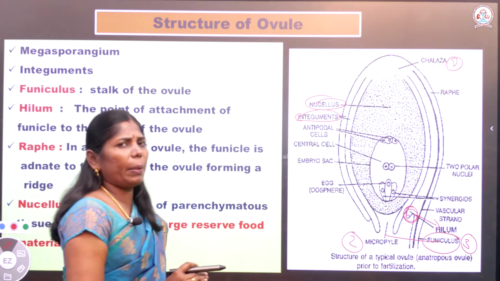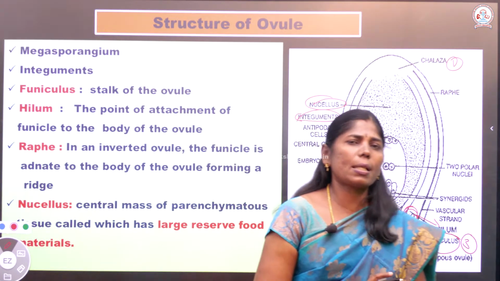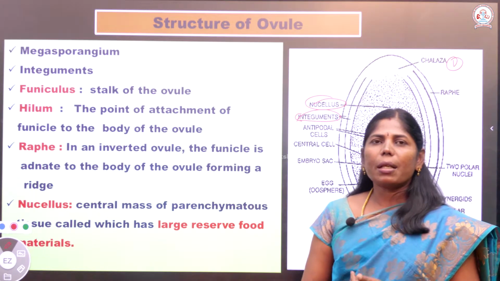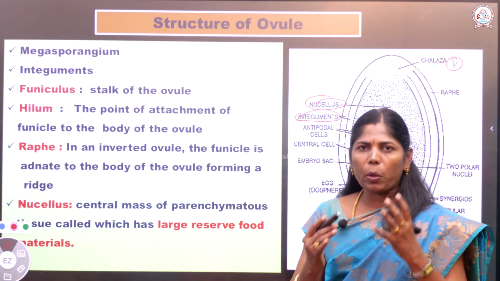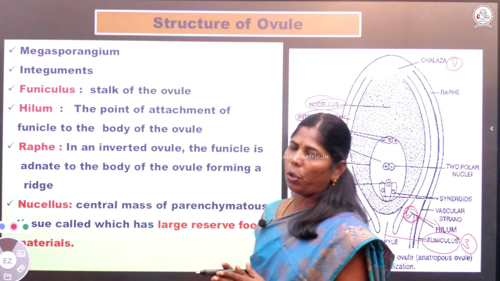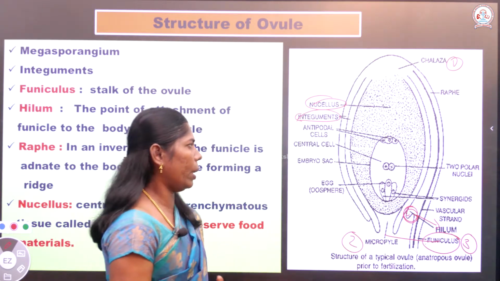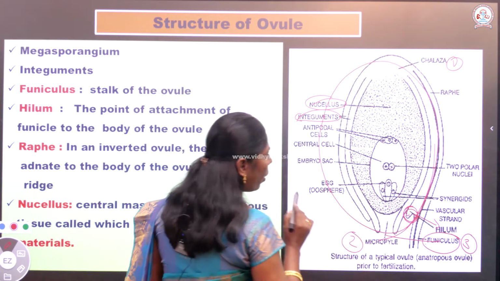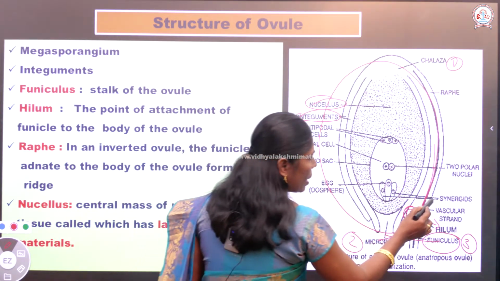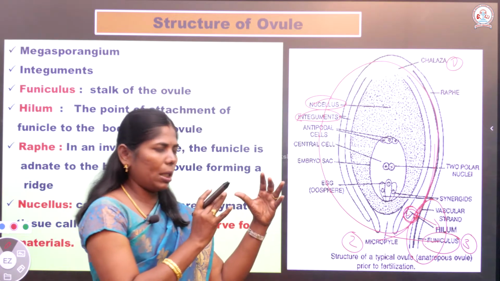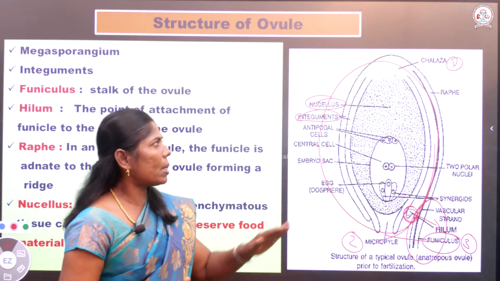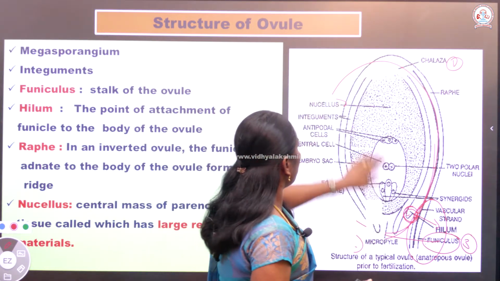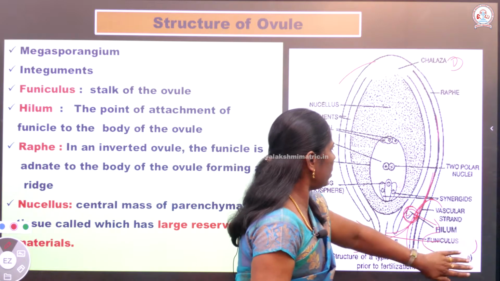What is another name of the ovule? The ovule is called by another name, the megasporangium. In a mature ovule we can see two important regions. One is the body of the ovule and the other is the stalk of the ovule. This region is the body of the ovule, and this is the stalk of the ovule.